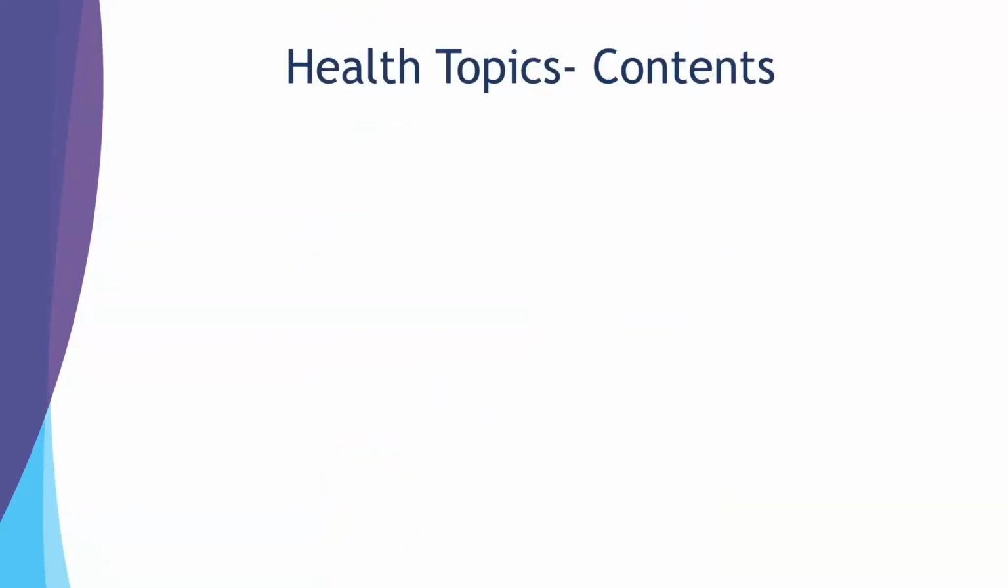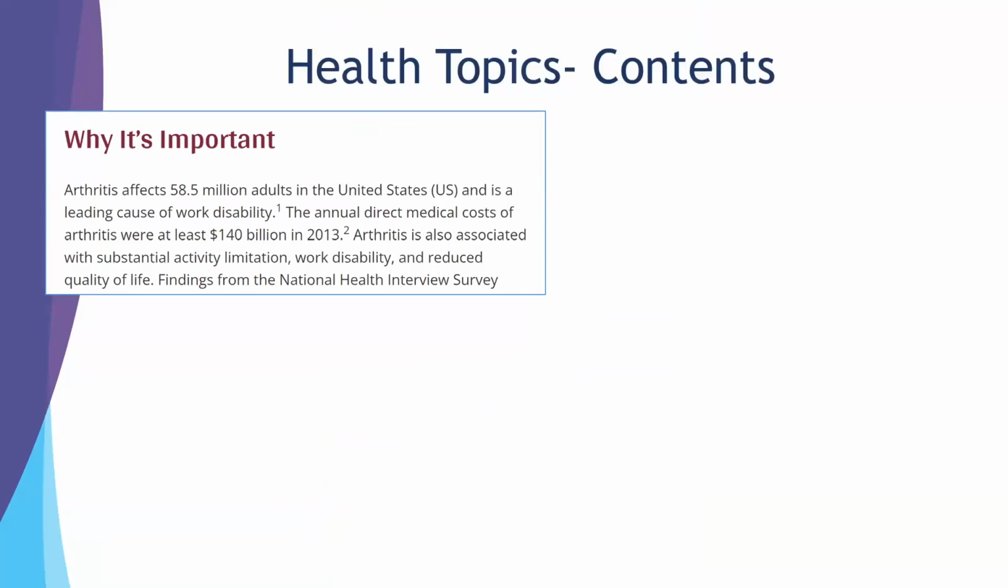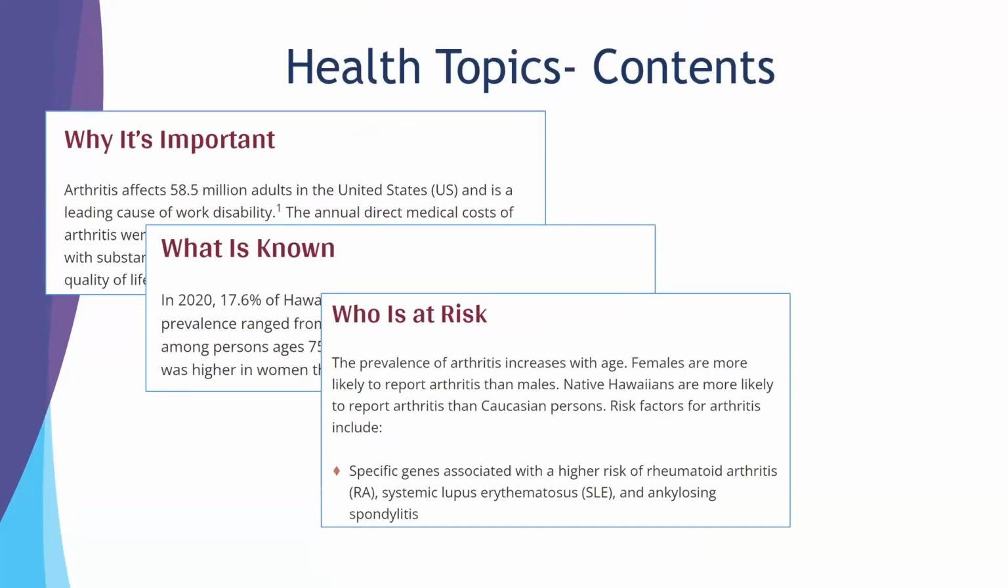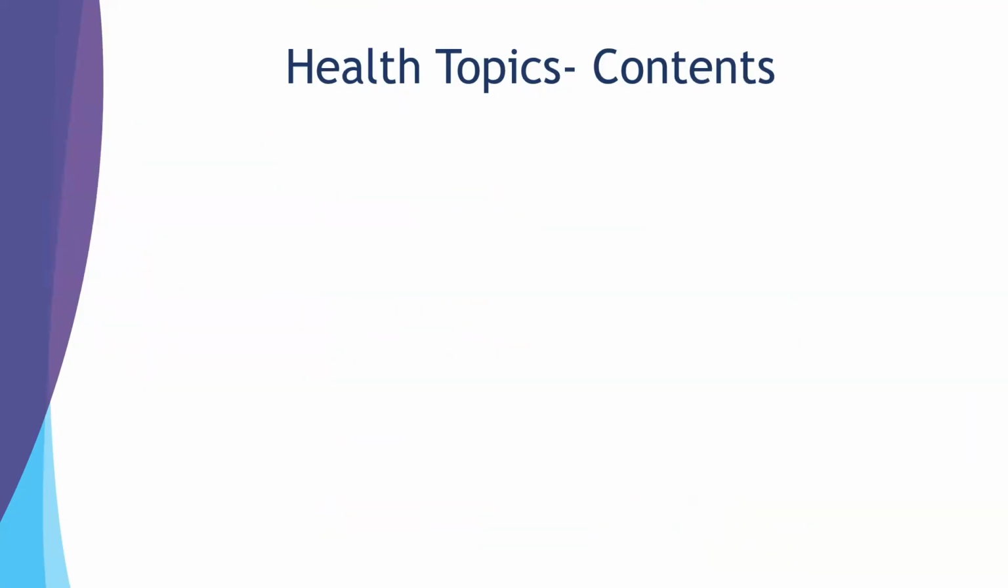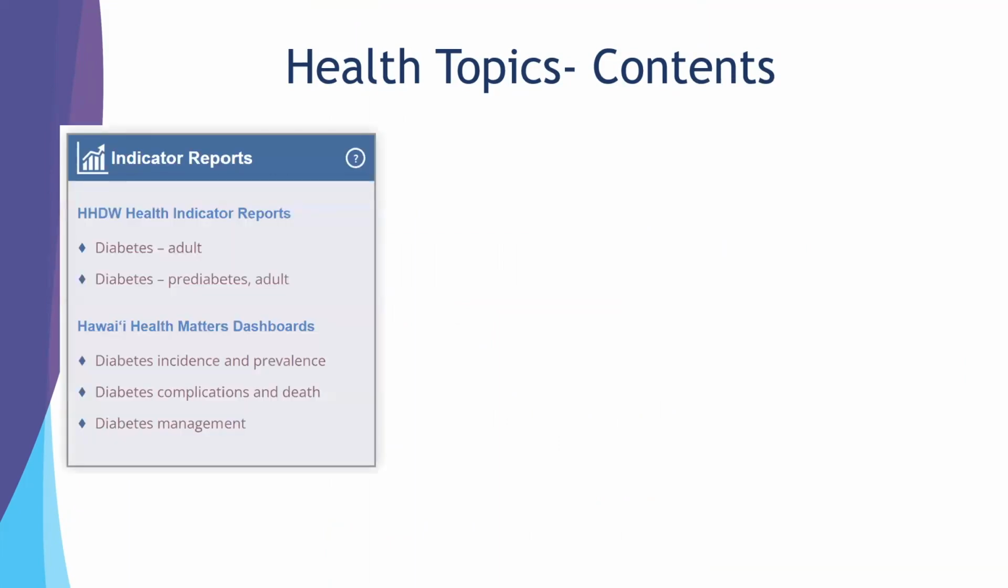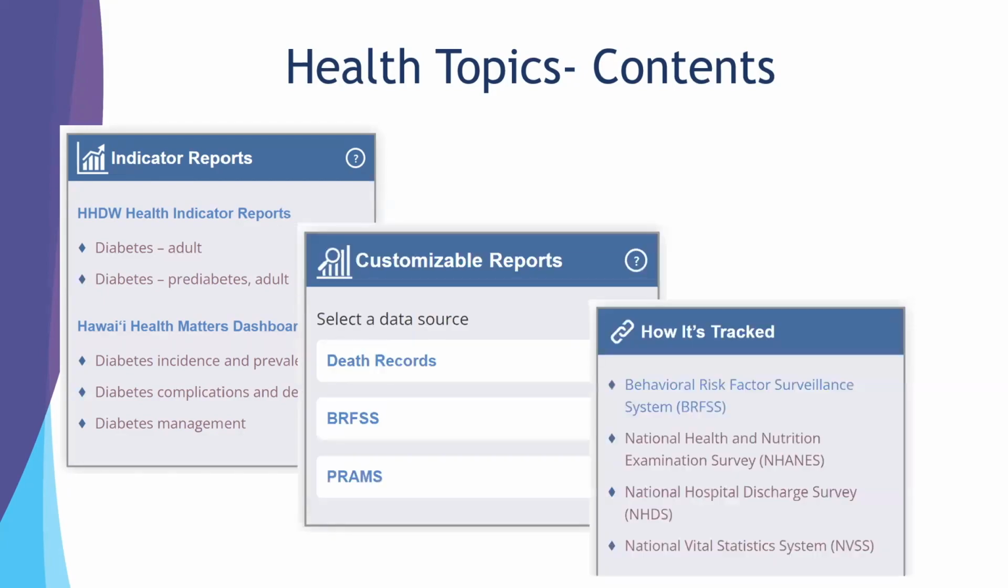In the text on the left side, each topic includes a definition of the topic with key terms, followed by sections which answer the following questions: why it's important, what is known, who is at risk, and how to reduce risk. Let's take a closer look at the data options on the right side. For the data on the right side, each topic includes three components for exploring the data: indicator reports, which include HHDW Health Indicator Reports and Hawai'i Health Matters dashboards, customizable reports, and how it's tracked.